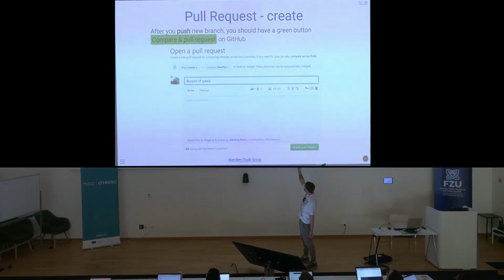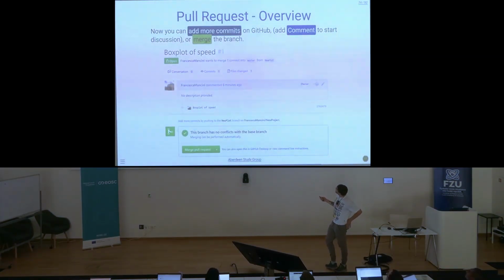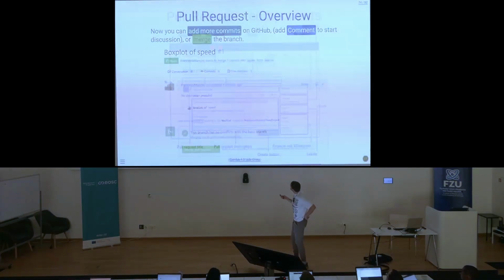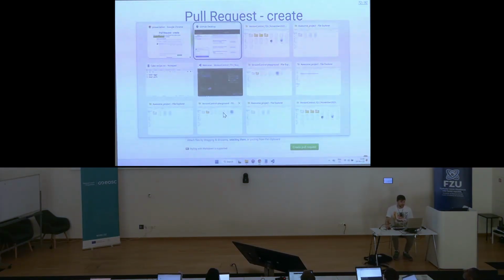After you push a new branch, you should have a green button, compare and pull request. I will show you how this is done. This is a terrible resolution, sorry. I will do this step by step. Okay. Does this work now? Yes. Okay.